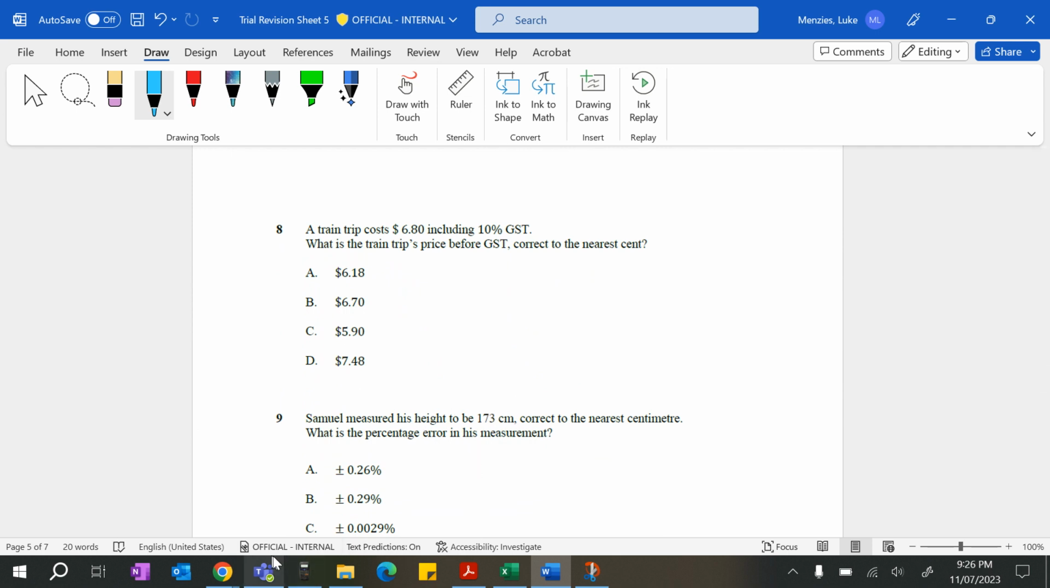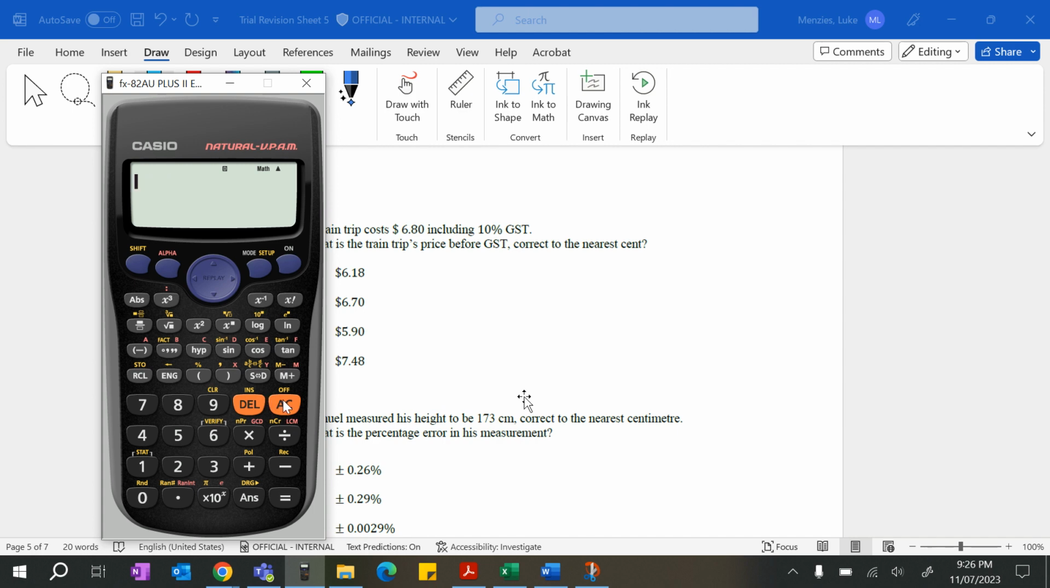Okay, so this one, the easiest way to do it is $6.80 or 6.8. I'm going to divide it by 11, and you can say, why 11? What is 110? Because GST is 10%, and the cost of your item is 100, so 100 plus 10% is 110%. I'm going to divide it by 11 because 110 divided by 11 is 10. And then once you've divided this number by 11, that gives you the GST component of what you are doing.